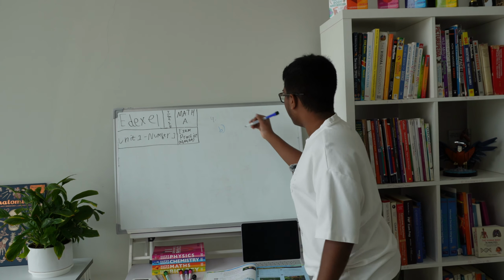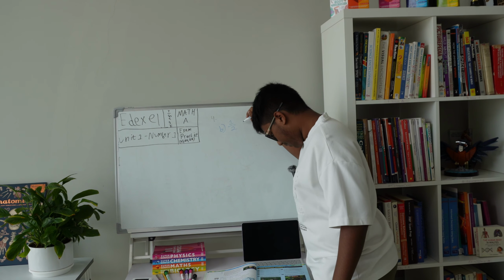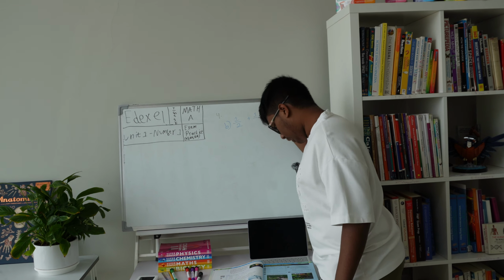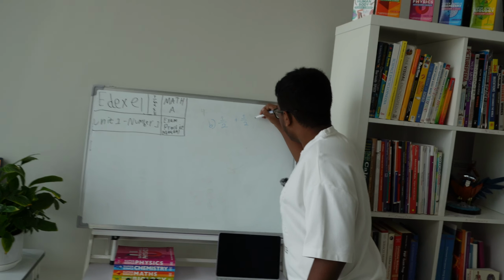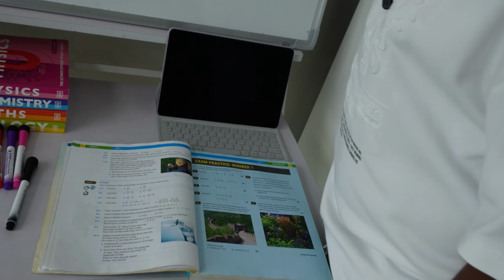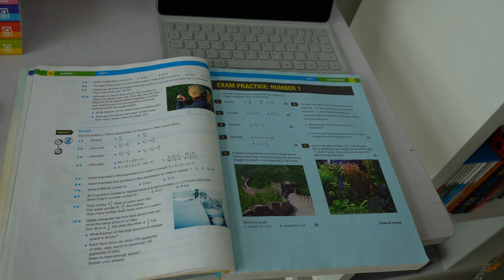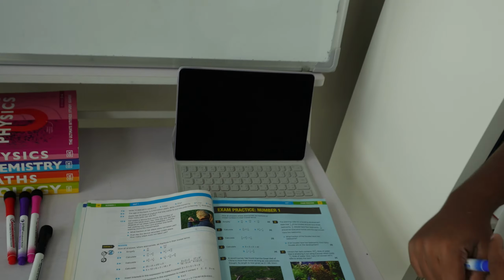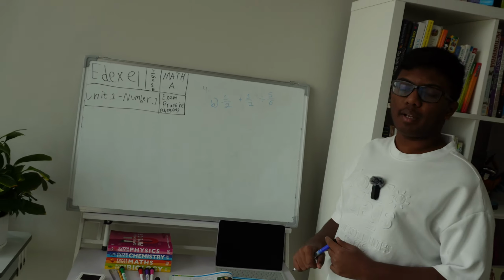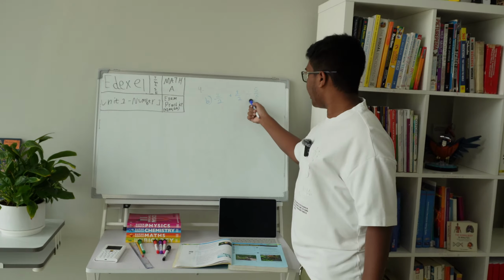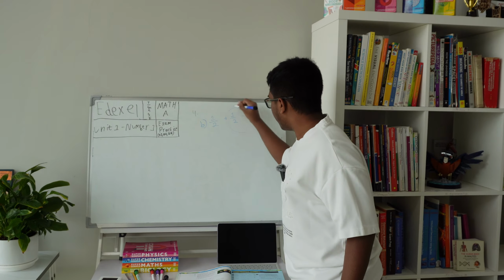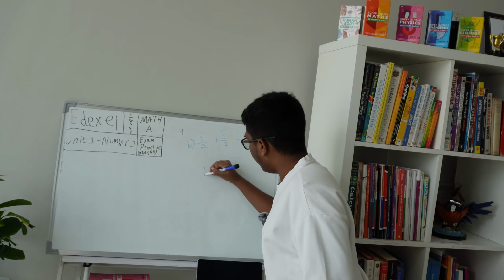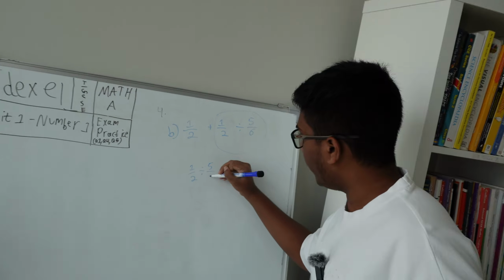so this is 1 over 2 plus 1 over 2 divided by 5 over 6. You can see the question right there. Alright, so this is the question: 1 over 2 plus 1 over 2 divided by 5 over 6. So now this division, we have to do this first. So 1 over 2 divided by 5 over 6.